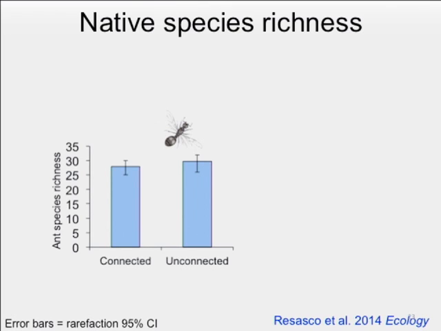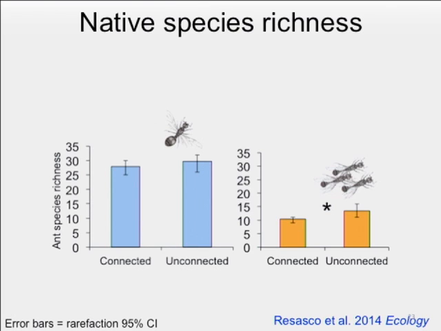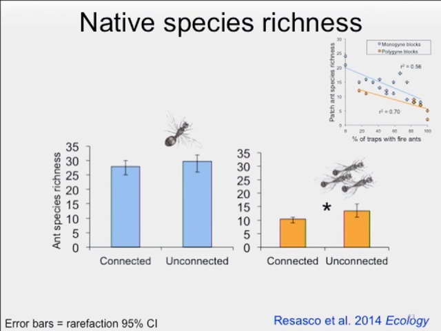ant species richness. In contrast, in these polygyne blocks, we first of all see that species richness is much lower, reflecting this relationship: the higher fire ant prevalence we have, the lower species richness we have. So we see overall lower species richness, but we actually see lower species richness in those connected patches where the prevalence of fire ants was higher.